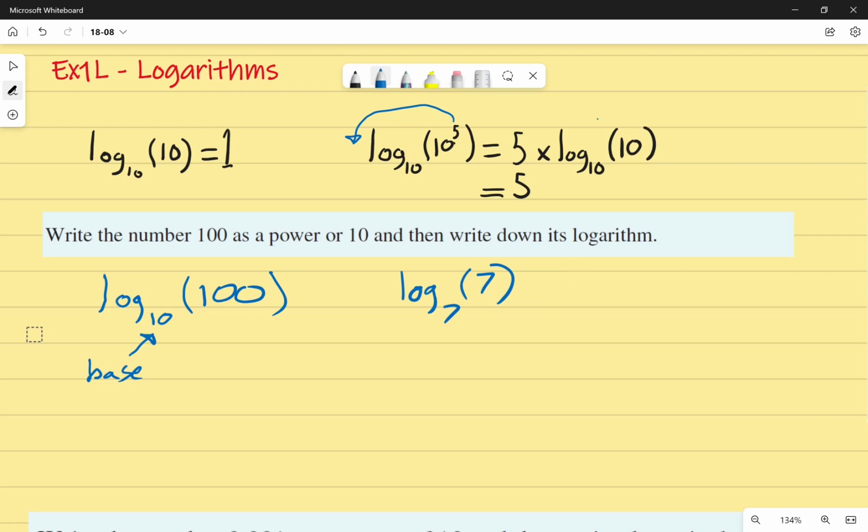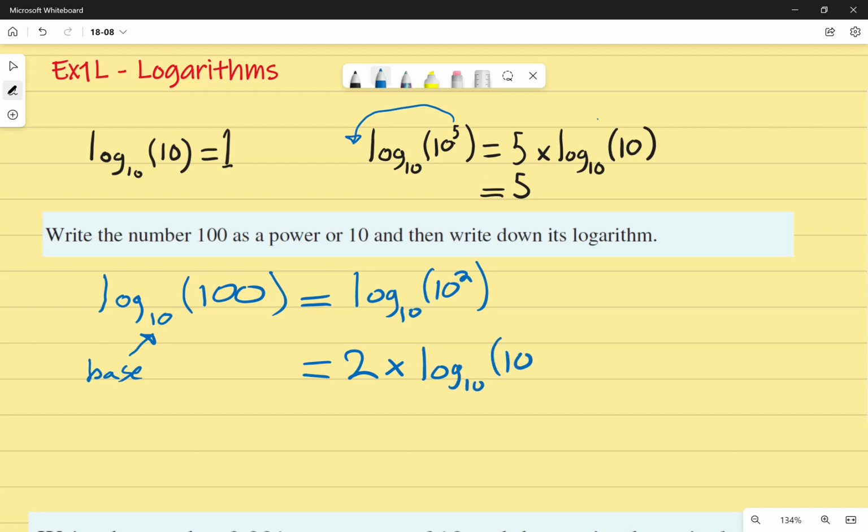Using what I've just looked at, we can convert this log of 100. When we're doing this question, we can say that this is equal to log base 10 of 10 squared, because you can convert that 100. Then because we can bring that power of 2 up the front and multiply it, we can say it's 2 times log base 10 of 10. As we know, log base 10 of 10, because we're taking the log of the same number as the base, is equal to 1. So that's 2 times 1, which is equal to 2.